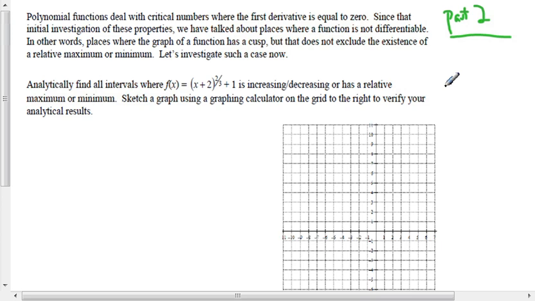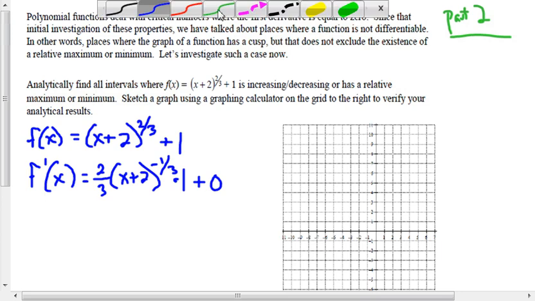Analytically find all intervals where the function f(x) = (x + 2)^(2/3) + 1 is increasing, decreasing, or has a relative max or min. Sketch the graph using a graphing calculator and on the grid to the right to verify our analytical results. Okay, a lot going on there, similar to what we just did. So let's first write out the original function and take the derivative.